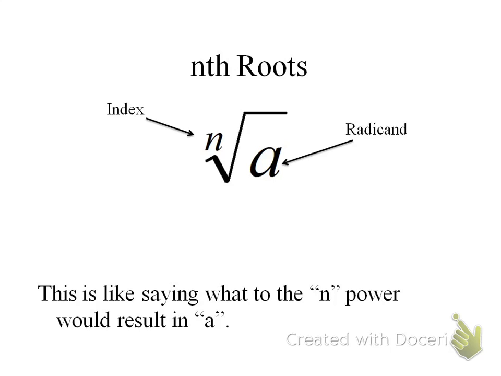I'm sure you've seen something like this before. This little number out front, that's the nth root. Whatever the n is called our index. If there is no number written in front of the root, we know it's just a square root. So it's like having an n of 2. When the n is 2, we don't write it. The number inside is called the radicand. And then the symbol is called a radical. I assume you guys know that by now. Saying the nth root of a is like saying what number to the nth power would result in a.